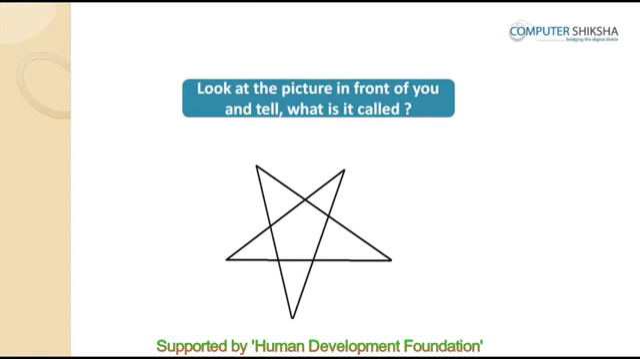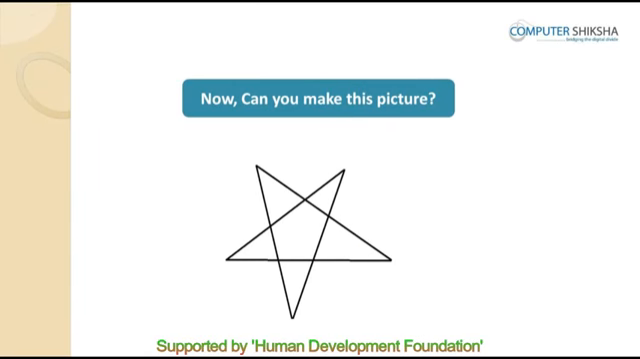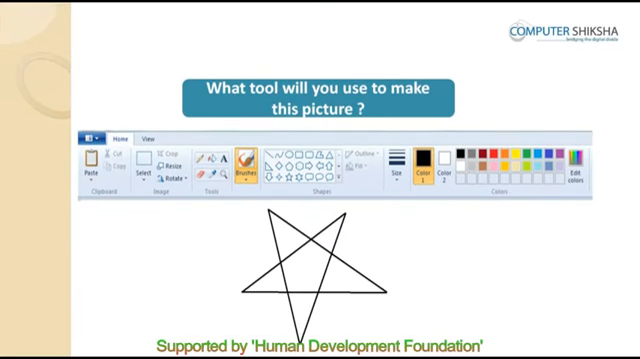Look at the picture being shown and say, what is this picture called? This is a picture of a star. Now, can you easily make this picture or no? What tool will you use to make this picture? You will make this picture with the help of line tool.